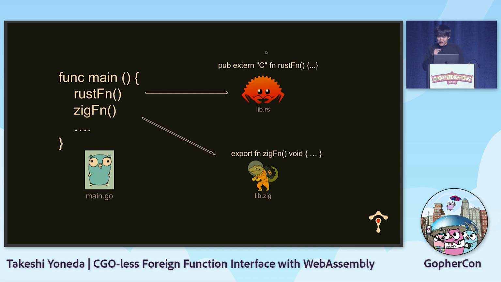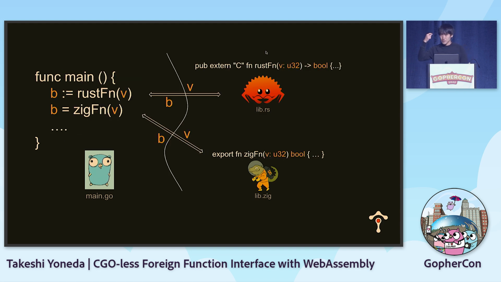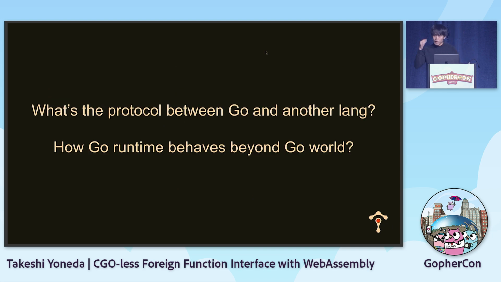So let's get back to this example. We are trying to call very simple empty functions, right? There's no parameter passing. There are no results back and forth between the boundary of Go world and foreign function world. But once you introduce a complex signature, things get more complex, right? So the question is how to pass parameters and accept results across the boundary. What's the protocol between the boundary of Go and other languages?